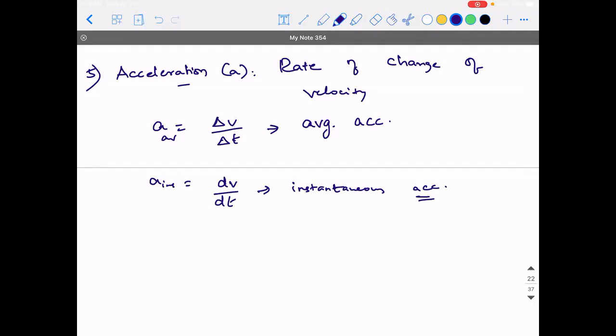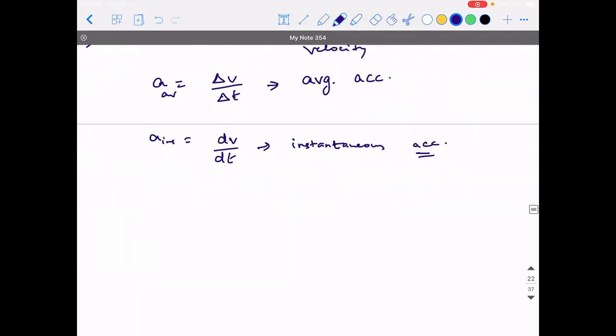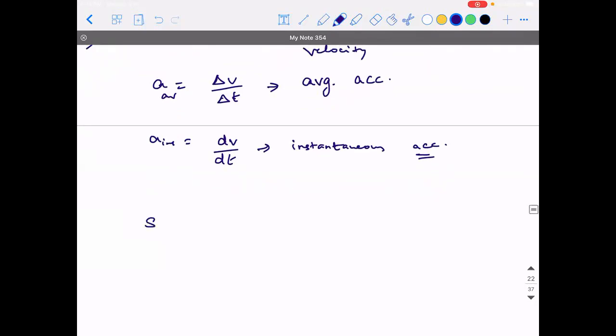Okay. Now, I'm going to prepare a table. Observe. So first, if I have displacement, I need average velocity, and from average velocity, if I need average acceleration.